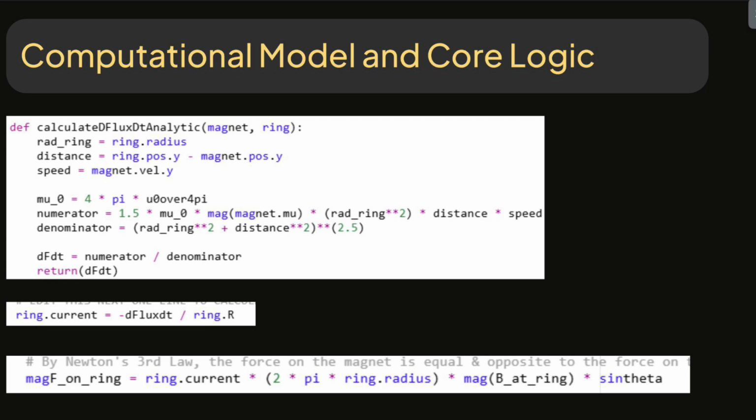Crucially, to get the physics right, the magnetic force on the magnet must push upward to oppose its weight. In our code, this means ensuring that the magnetic force on the ring calculation uses a positive sign convention, so it correctly acts as a braking mechanism rather than accelerating the magnet downward.